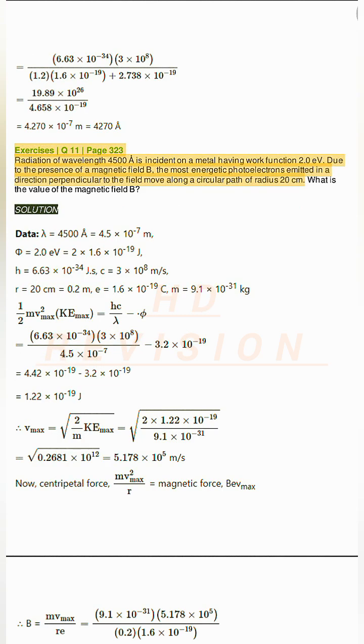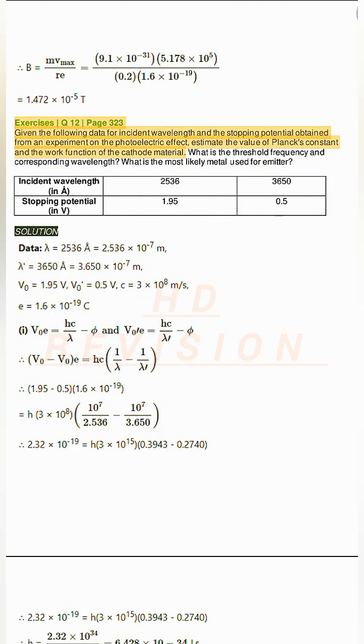Exercises Q11, page 323. Radiation of wavelength 4500 Å is incident on a metal having work function 2.0 electron volts. Due to the presence of a magnetic field B, the most energetic photoelectrons emitted in a direction perpendicular to the field move along a circular path of radius 20 cm. What is the value of the magnetic field B? Solution.